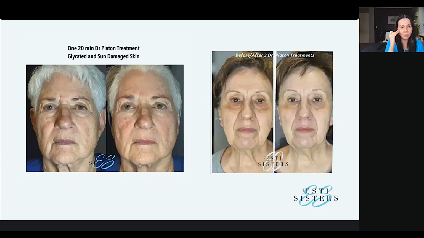mom has been dealing with these orange raccoon eyes forever. We tried hydroquinone. We tried peels. We tried vitamin C, all sorts of treatments. Okay. And she got a significant reduction in the raccoon eyes with the orange after these 3 treatments, as well as, maybe hard to see here, a reduction in the amount of crepiness that she had in her skin. Okay.